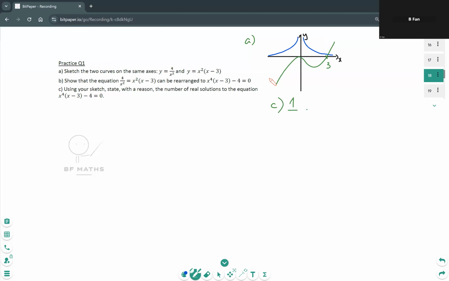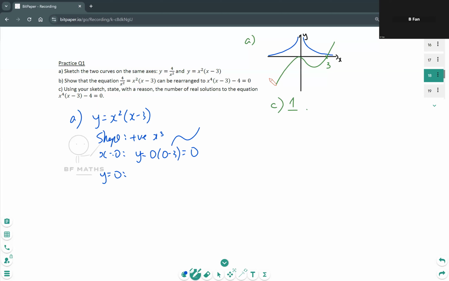Now that one you have to actually show the steps. So question A, to sketch the graph y equals x squared times x minus 3. We know this is a cubic graph. The shape of the cubic graph is a positive x cubed, meaning we start from the bottom. When x equals 0, y equals 0 times 0 minus 3, which is just 0. When y equals 0, then 0 equals x squared times x minus 3. So x squared equals 0, or x equals 3. x equals 0 is a double root, and double root means touch and turn. So when x equals 0, touch and turn, and x equals 3. That's the answer for part A, right?